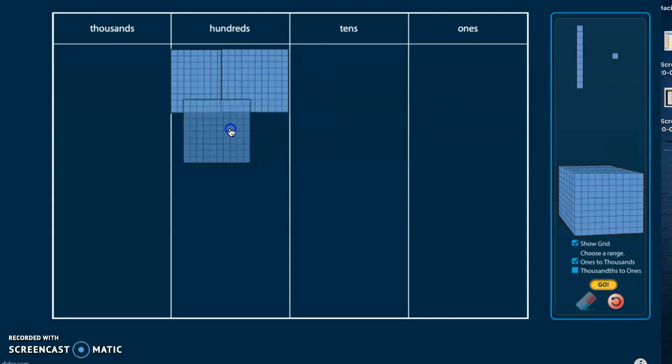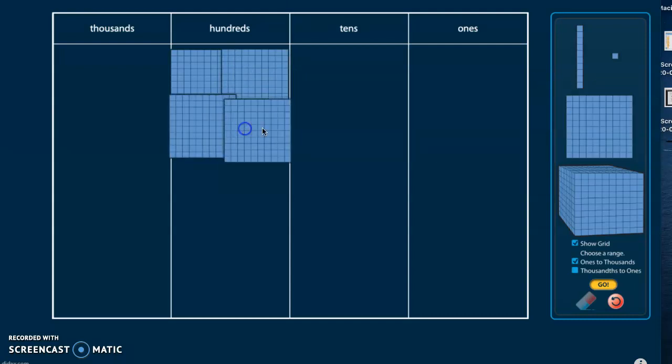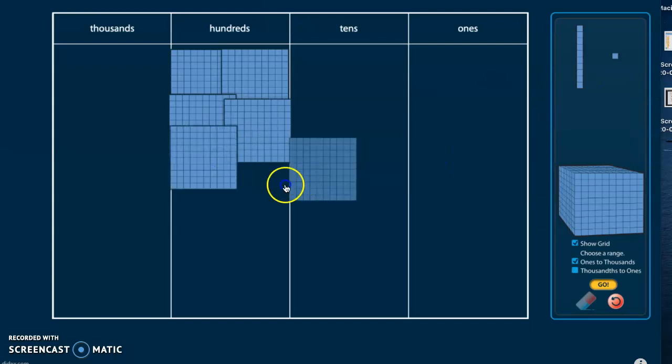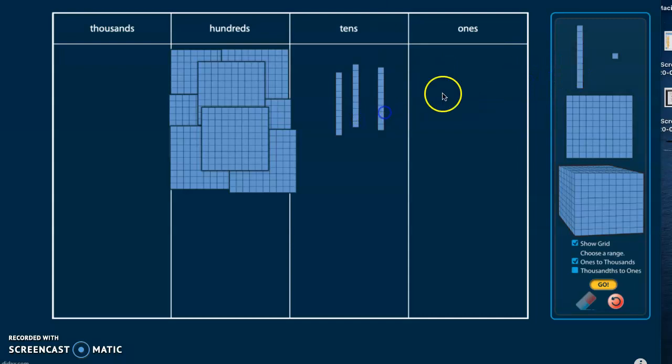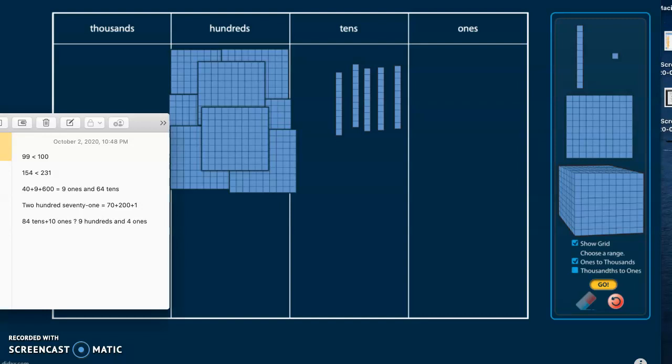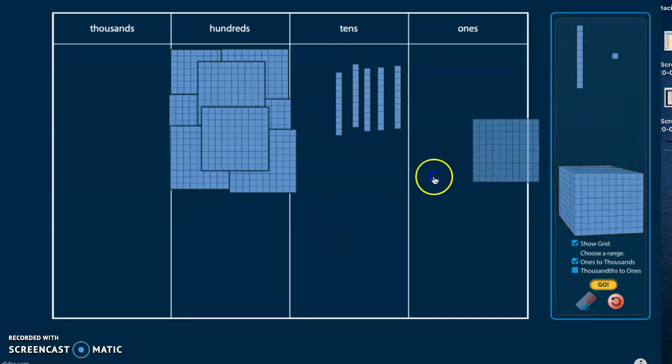So 1, 2, 3, 4, 5, 6, 7, 8. Oh my goodness. And then we need 4 tens, 1, 2, 3, 4, and it called for 10 ones, but we're going to change that into 1 of the tens column. And then we need 9 hundreds and 4 ones. Oh my goodness, boys and girls, our hundreds is going to be super duper duper crowded today.